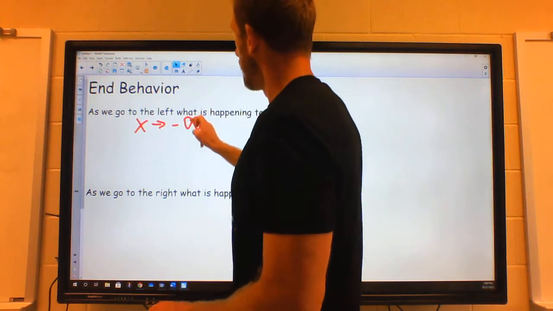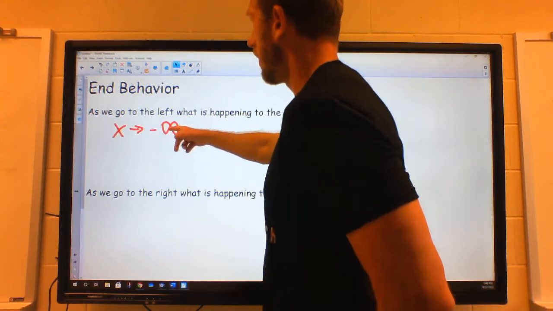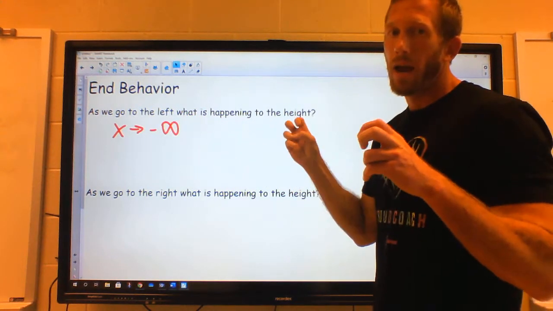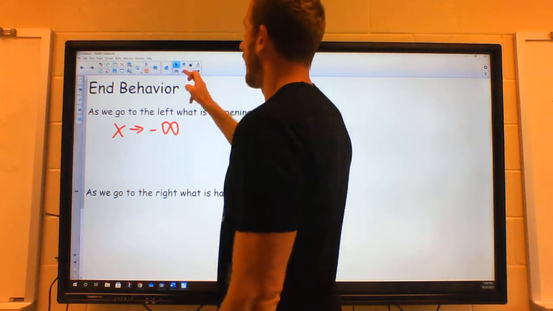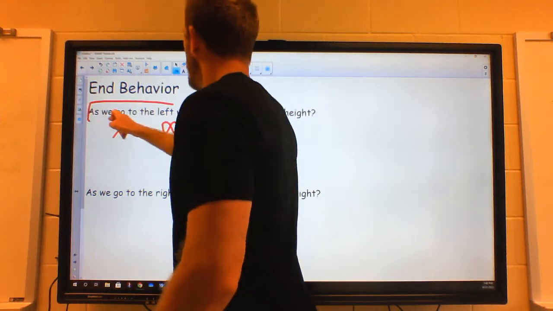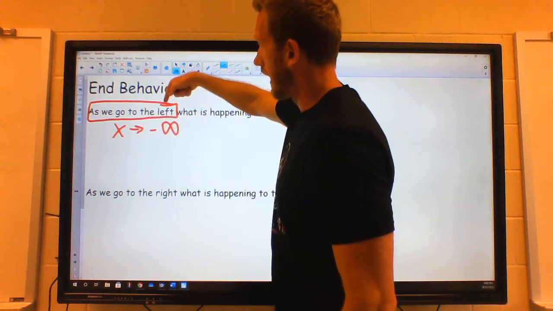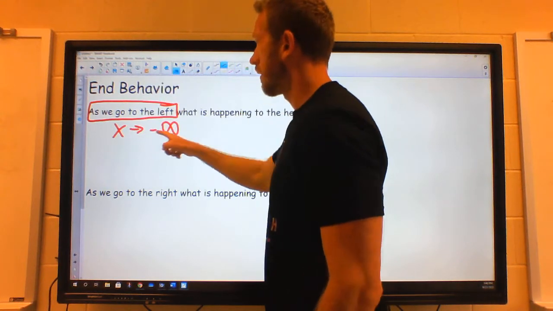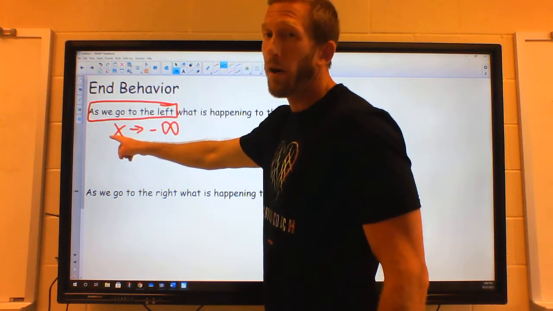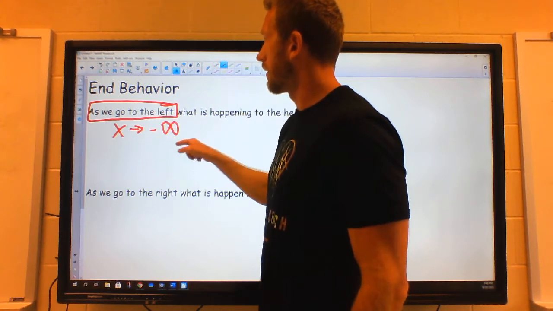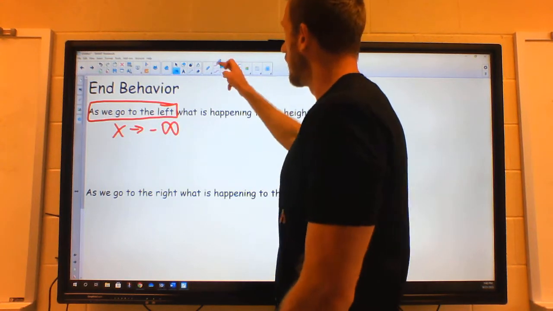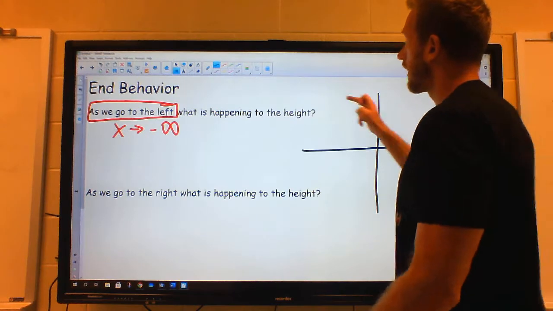This is the math way to write "as we go to the left." Those mean the same thing. Here's the English words, as we go to the left. Here are the math words. Our left-right variable is going towards negative infinity, the leftmost concept you can have on a function.